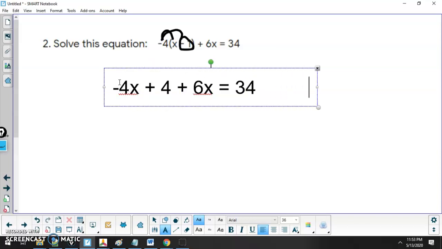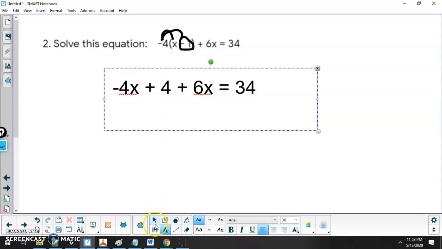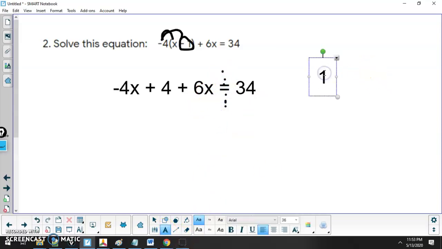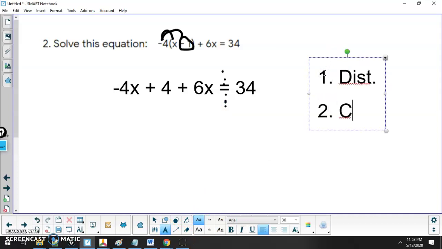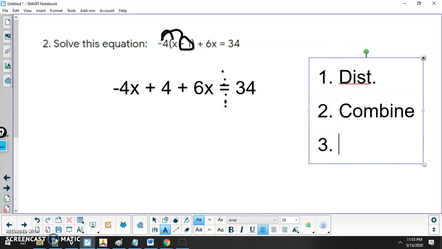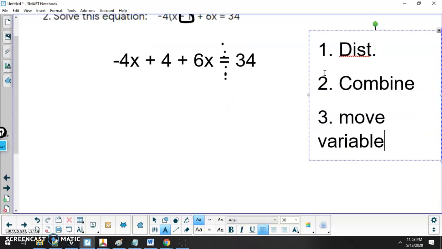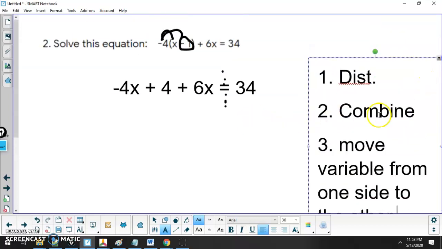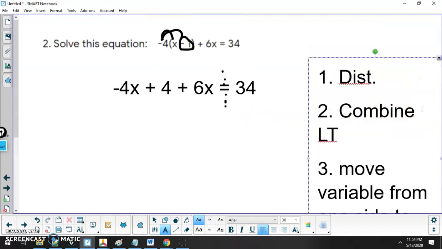On this one, there are not variables on both sides of the equation, so you do not want to try to add 4x to 6x, because they're on the same side of the equation. Remember, you want to distribute first, combine like terms next, then move your variables from one side to the other. We'll put CLT for combine like terms.